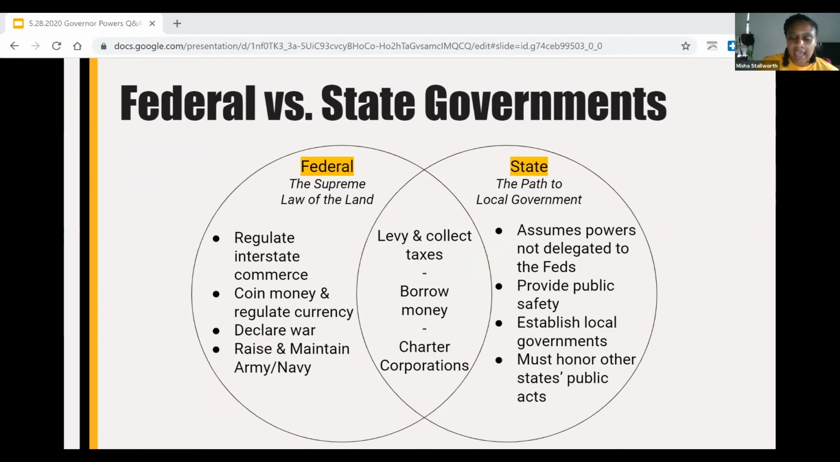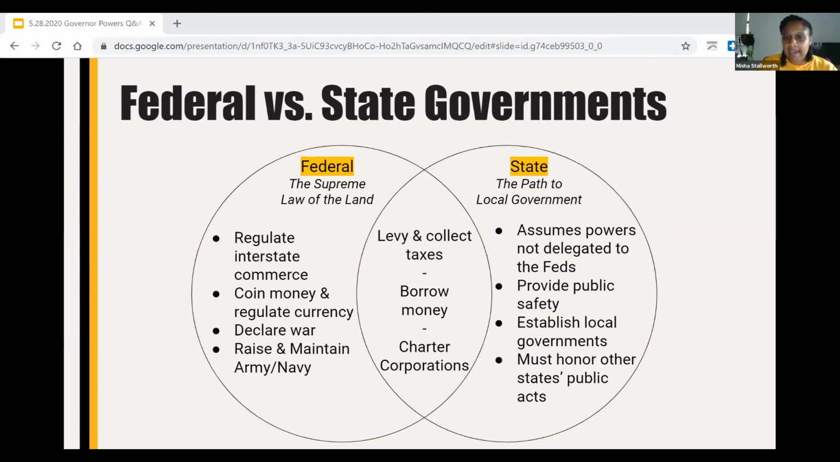So if you're looking at this Venn diagram that we have set up, you can see that the state, for example, is established for providing public safety, whereas the federal government can coin money and regulate currency. The federal government can also do things with war and raising and maintaining the Navy. The federal government also regulates interstate commerce. So if you think about the federal government as really having to do with all the things that are occurring across all of our states and setting those guidelines and principles for the entire nation, that's kind of where the federal government comes in. And it is the supreme law of the land.